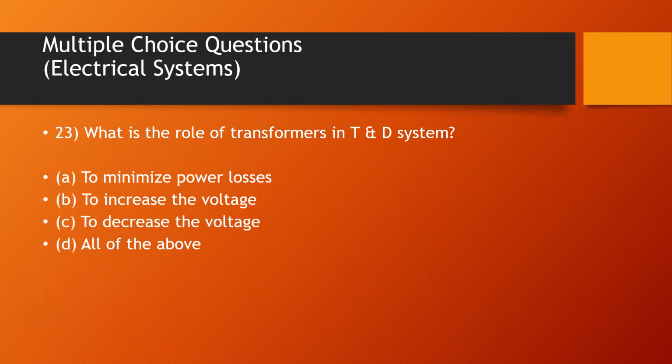Now coming to the next question, what is the role of transformers in transmission and distribution system? Option A is to minimize power losses. Option B to increase the voltage. Option C to decrease the voltage. Option D all of the above. And the answer to this question is all of the above.